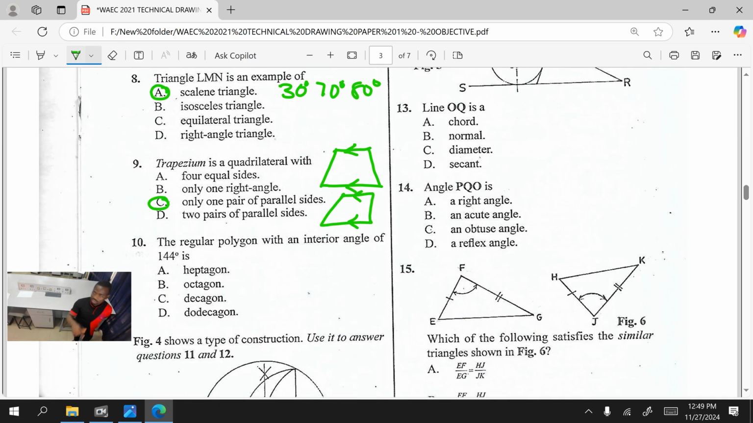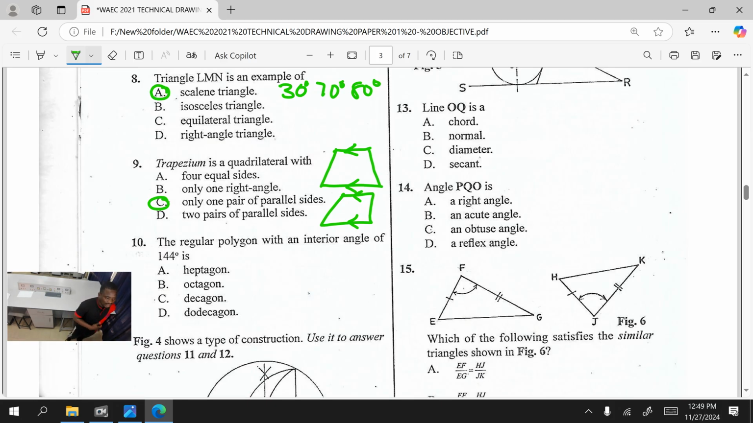It is not A because all the sides should not be equal to each other. If they are equal to each other, it's going to make it a square or a rhombus. If it has 2 pairs of parallel sides, it automatically turns into what? A parallelogram. That is the definition of a parallelogram, 2 pairs of parallel sides.